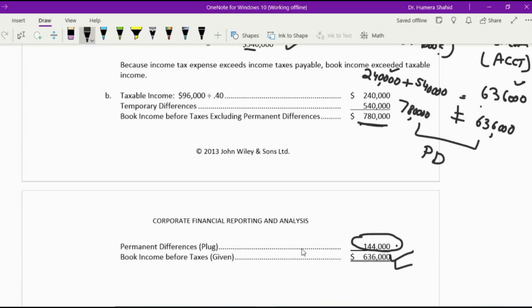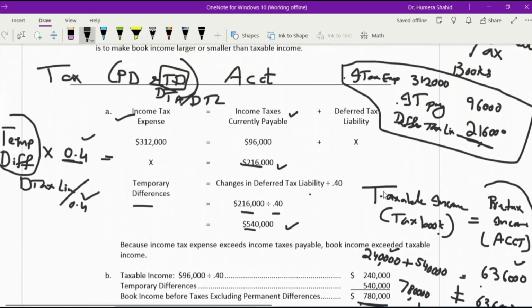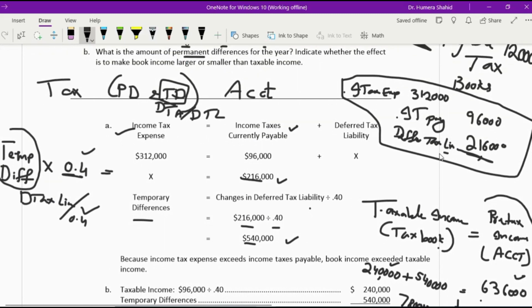So I solved this question in a reverse calculation way. I took the help of the journal entry to record the tax expense and income tax payable, and from there I found my deferred tax liability. Deferred tax liability helped me in calculating the temporary difference, and then comparing tax books taxable income with the accounting books pre-tax income and adding the temporary difference helped me in finding my permanent difference. So this is how we need to solve this question. I hope you understand it.